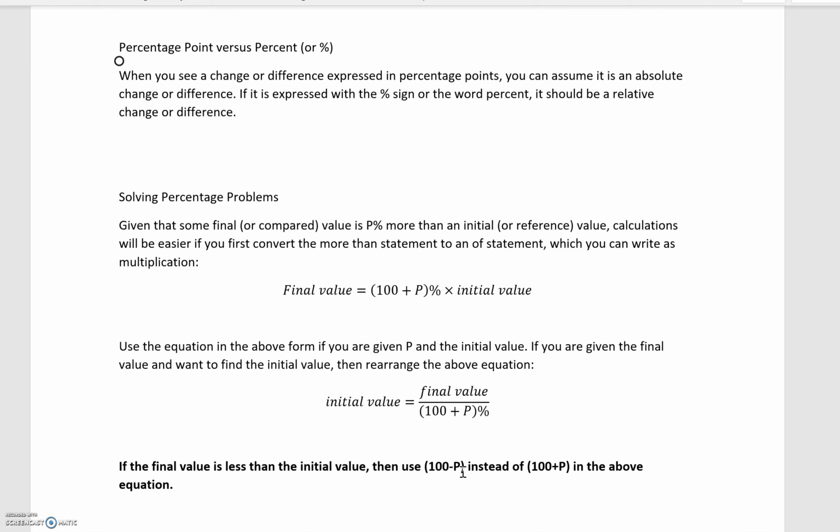So our last few things to write down from this section are the following. A percentage point versus percent or the percent symbol. When you see a change or difference expressed in percentage points, you can assume it is an absolute change or difference. If it is expressed with a percent sign or the word percent, it should be a relative change or difference.